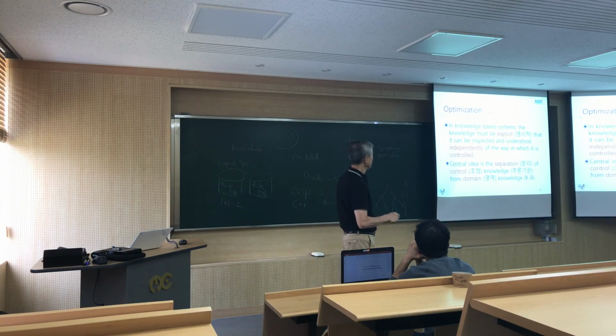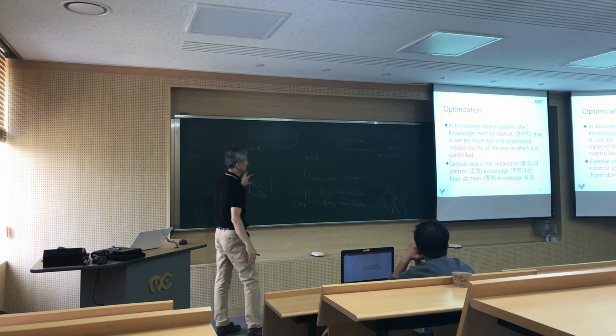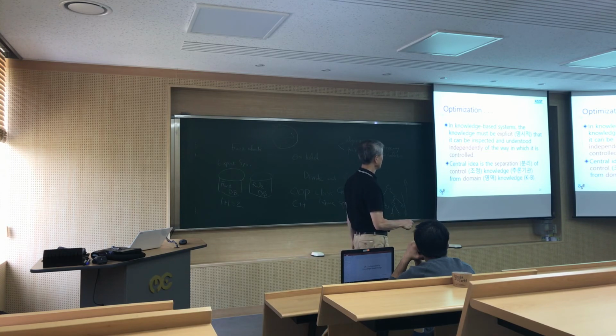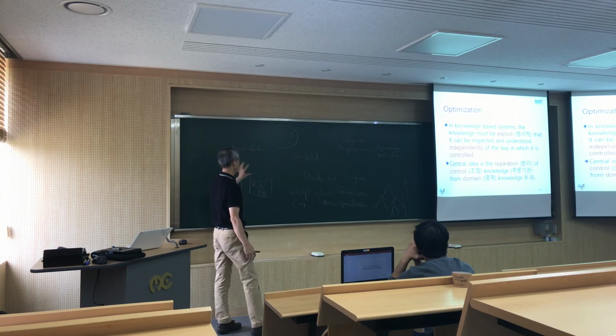So optimization again. In a knowledge-based system, the knowledge must be explicit because we want to use a computer. The design itself, and also the knowledge itself, should be typed into the computer, into a database. So it should be explicit. It can be inspected and understood independently of the way in which it is controlled. Knowledge is explicitly represented, and then we can use it to solve the problem. We call this controlling.